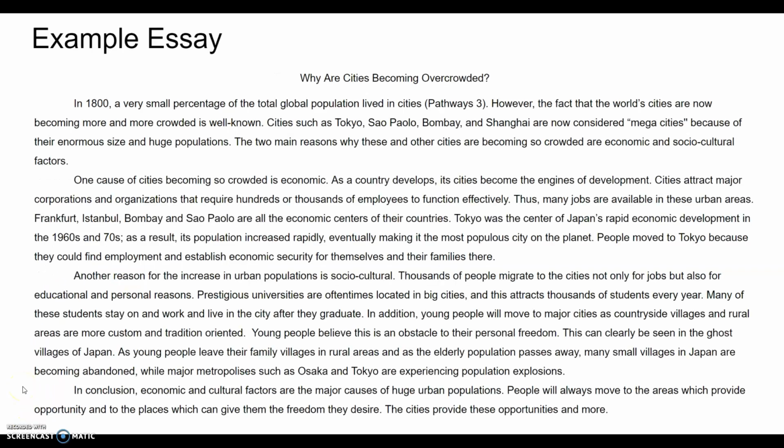Here's an example essay that answers the same question: why are cities becoming overcrowded? You can pause the video here to give yourself some time to read the essay completely. Now let's analyze this essay. First of all, we can see that this essay has 4 paragraphs. The first paragraph is here, the second paragraph starts here, the third paragraph starts here, and then the fourth paragraph starts here. Now this is a very basic, short essay.